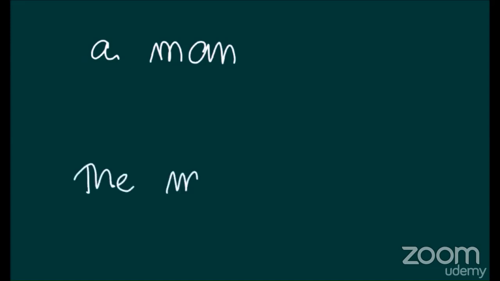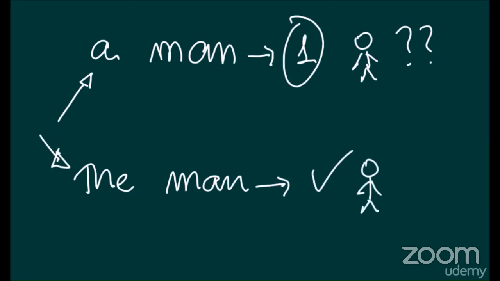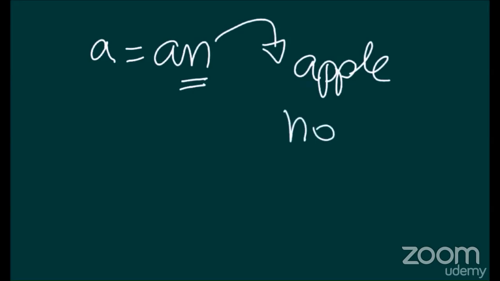For example, when we say a man, we indicate that it is only one man and that we don't know who this man is. We use a only for singular, one thing or person. But when we say the man, then we know this man. We can use the for singular and plural, as in the two men. A and an are the same, but we use an when the following word starts with a vowel or a silent H. For example, an apple or an hour.